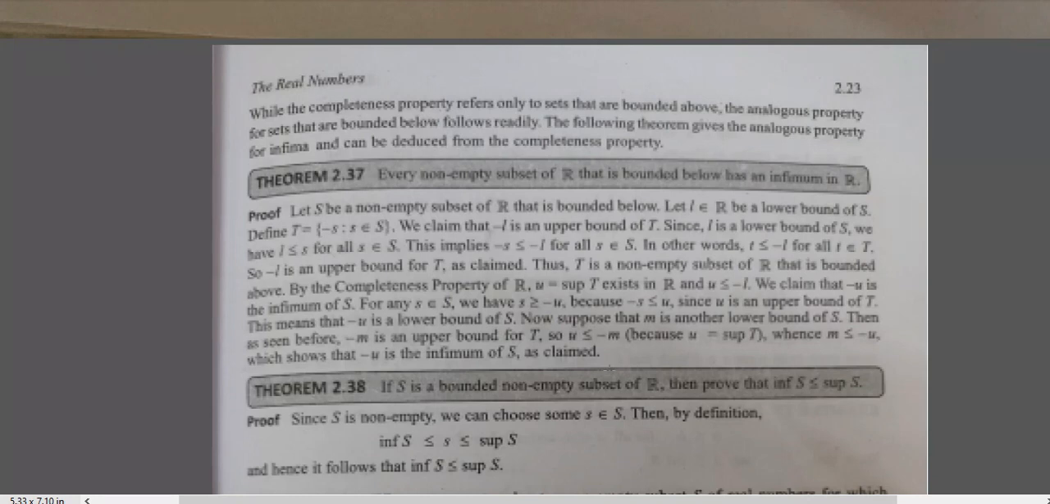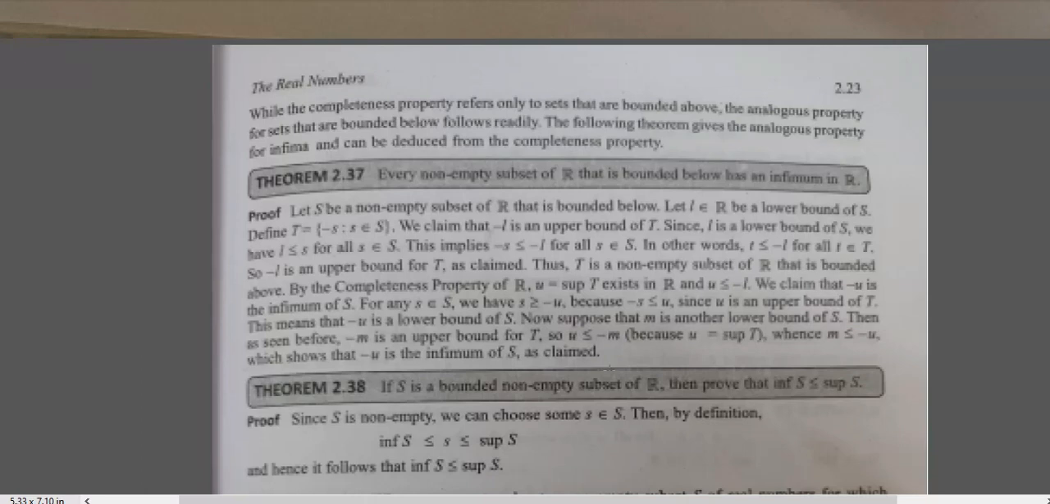Since L is a lower bound of S, we have L is less than or equal to s for every s in S. Multiplying this with a negative sign, we get minus s is less than or equal to minus L for every s in S. In other words, every member of T, say t, is less than or equal to minus L for every t in T. So this number minus L is an upper bound for T. We wanted to prove this only.